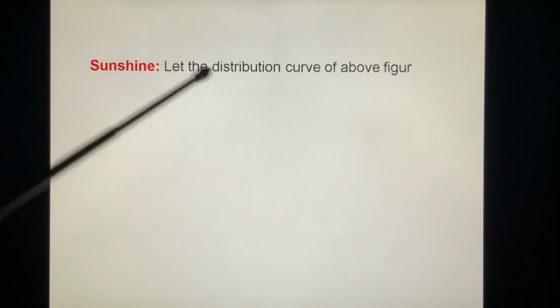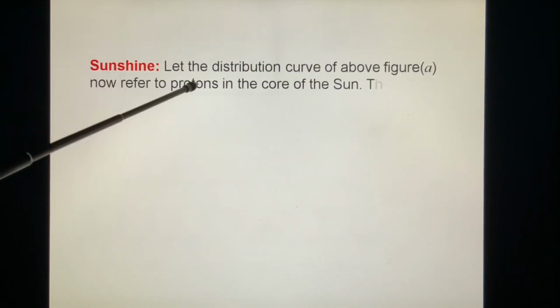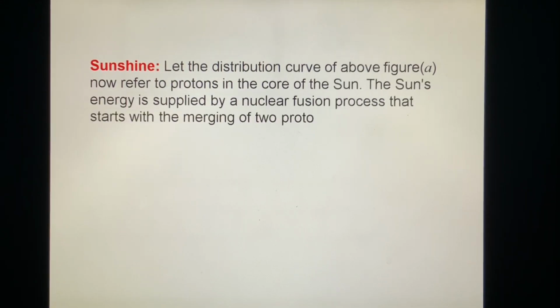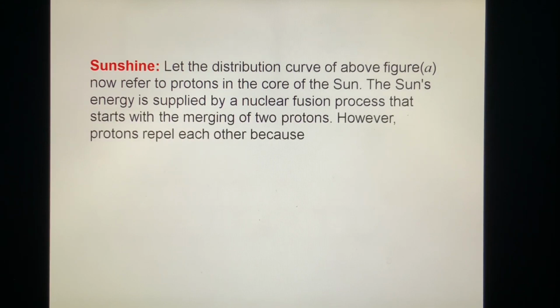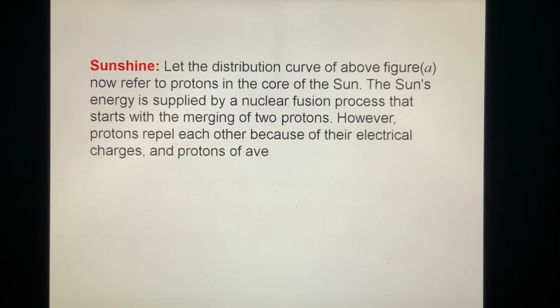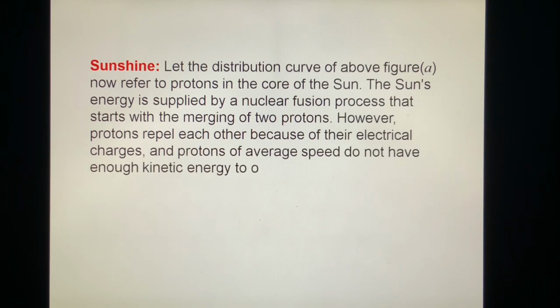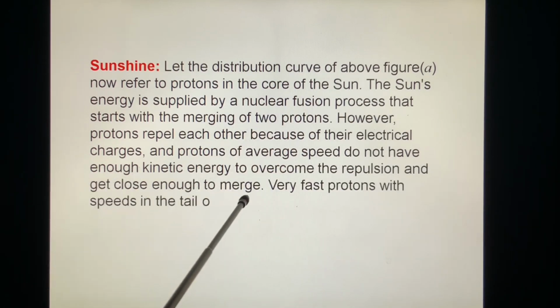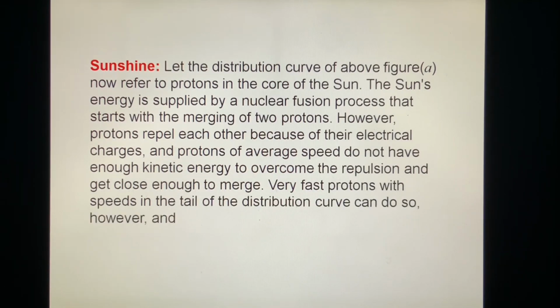The Sun. Let this distribution curve in the figure now refer to the protons in the core of the Sun. The Sun's energy is supplied by a nuclear fusion process that starts with the merging of two protons. But the protons repel each other because they are electrically charged. Protons at average speed do not have enough kinetic energy to overcome the repulsion and get close enough to merge and cause nuclear fusion. But you always have a few very fast protons, with speeds in the tail of the distribution curve, that can do so. They get close together and cause nuclear fusion and give off heat.